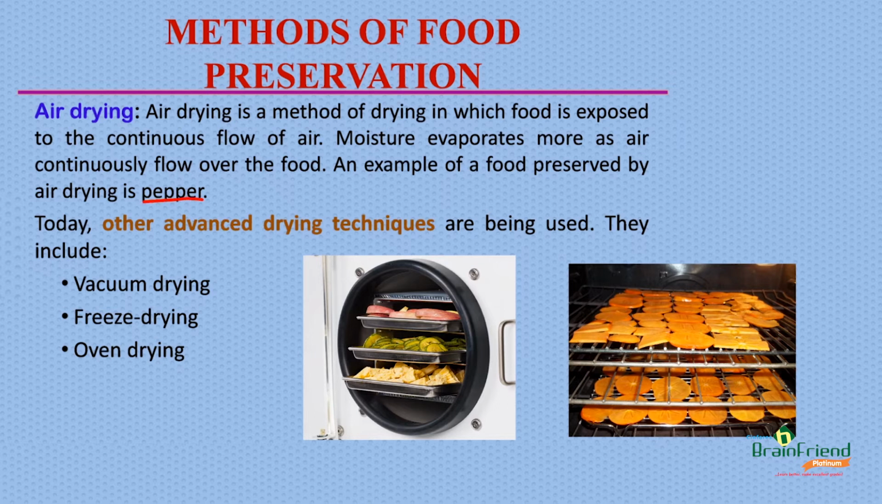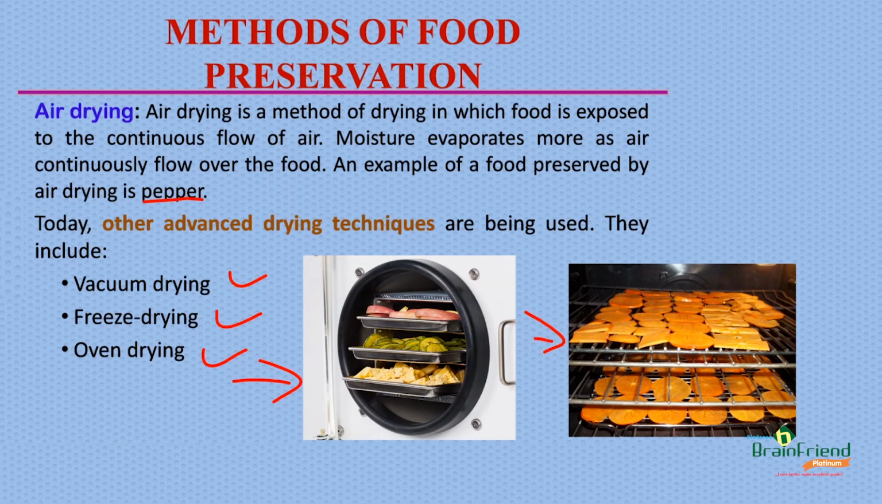Today, other advanced techniques have been used for drying food items. They include vacuum drying, freeze drying, oven drying, etc. This is a typical image of a freeze dryer, and also this is a typical image of an oven dryer.